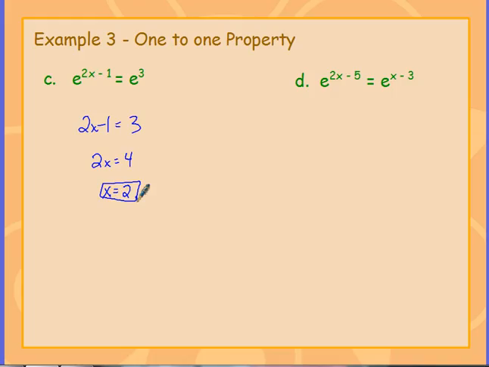Part D, the same situation, right? My bases are already the same. They're both e. So then what is my equation? Now, this one's a little different. Why? I have x's on both sides, guys. So let's go back to algebra. If you have x's on both sides, what's the rule?